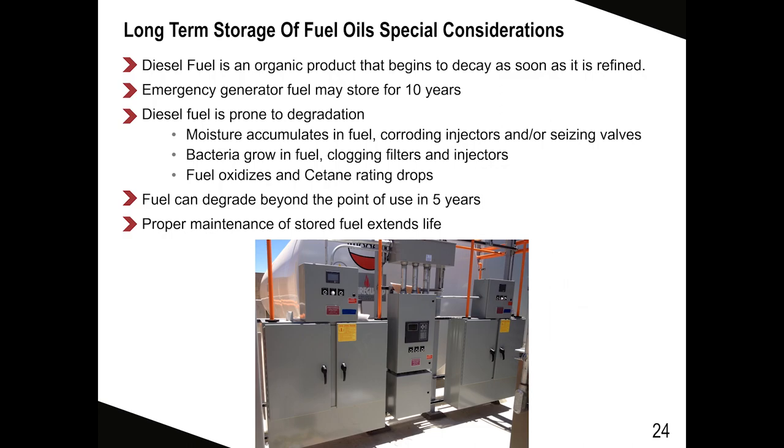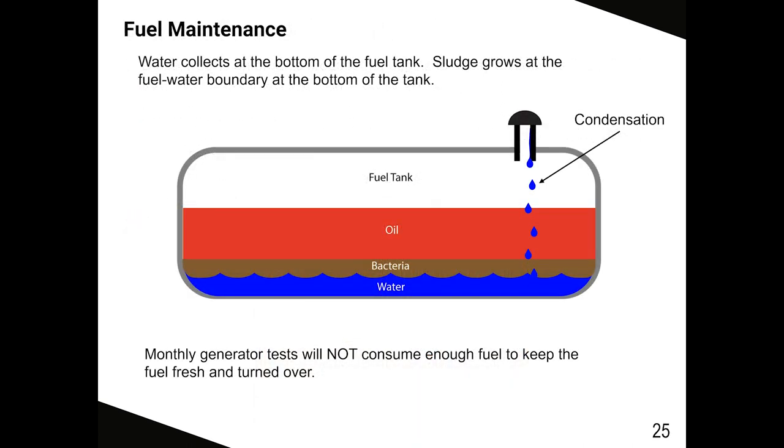The main issue with long-term storage of fuel oil is that tanks are vented to atmosphere, which allows condensation and water into the tank. When this happens, the water ends up at the bottom of the tank. This creates a barrier level between the water and the oil, in which bacteria thrive and create a layer of sludge on the bottom of the tank.